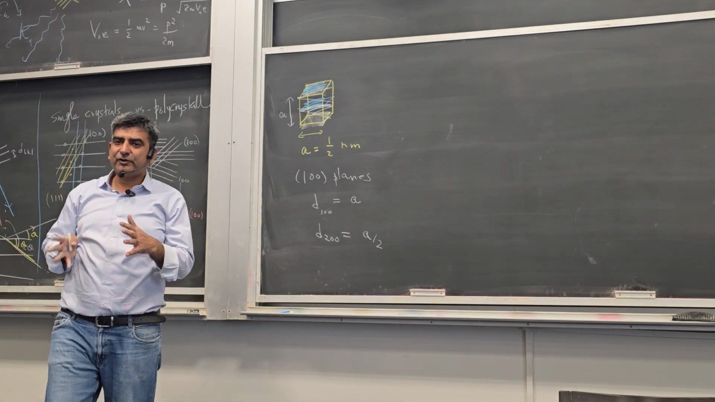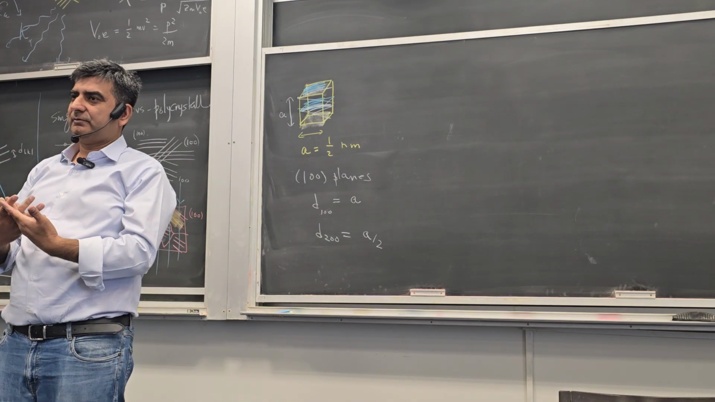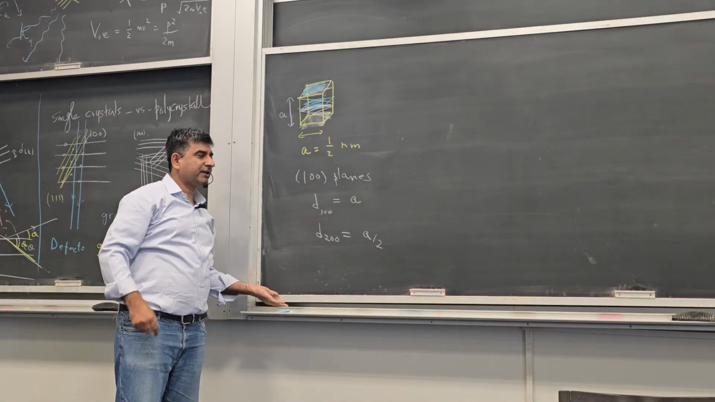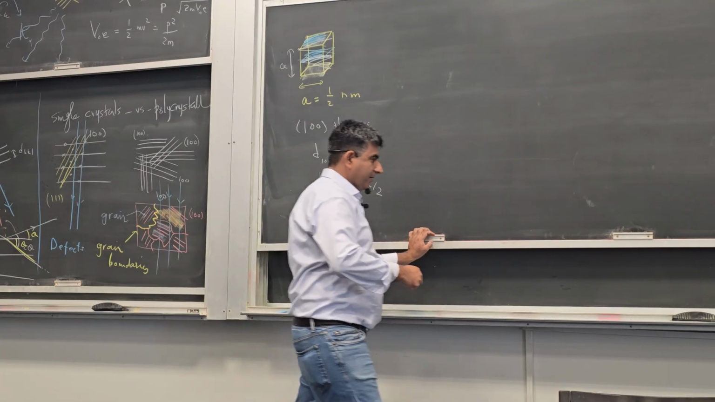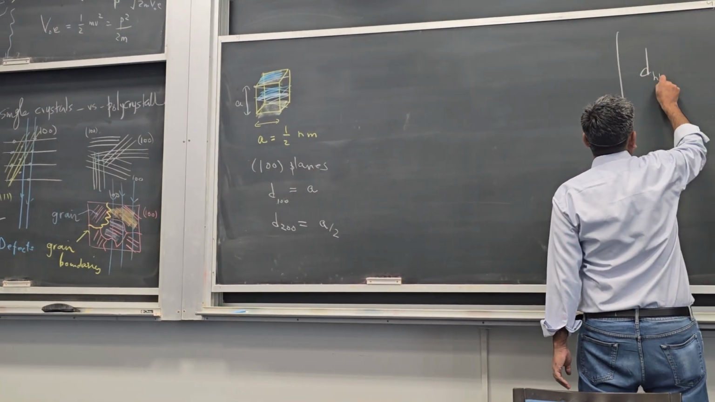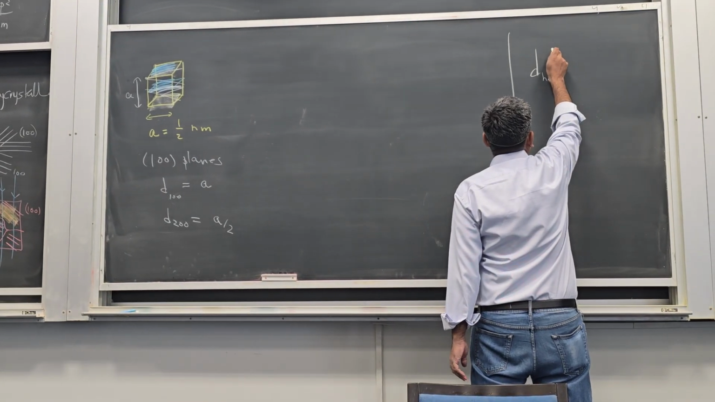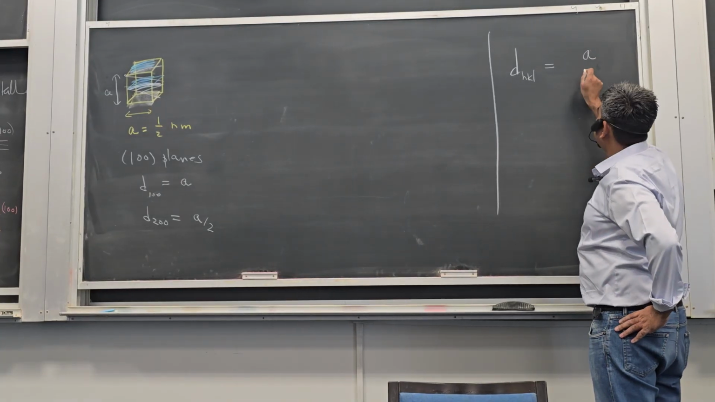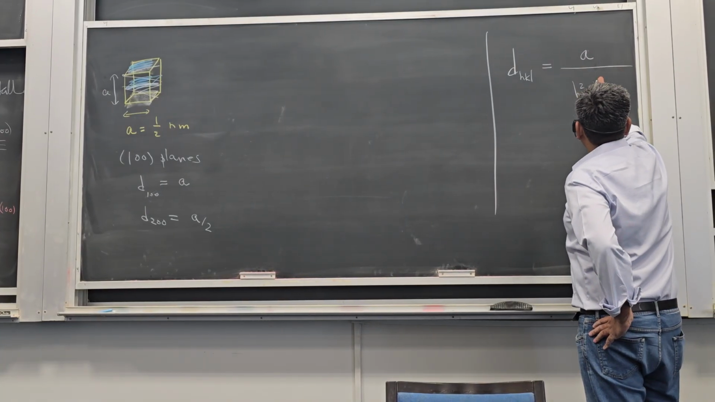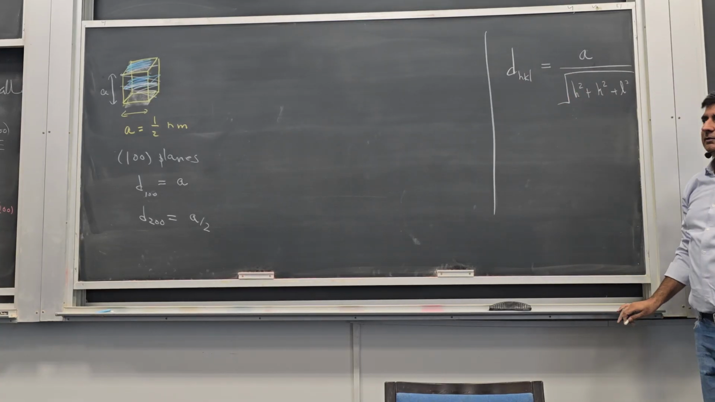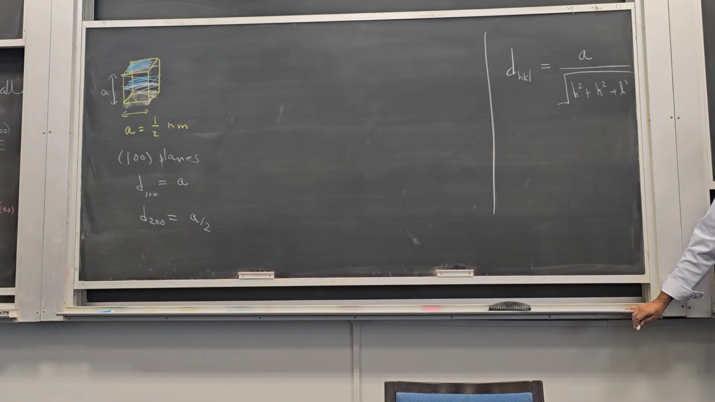In cubic, tetragonal and orthorhombic, there are precise formulas for this. Okay, and I'll probably give this as a homework. Please note this down. So for the cubic system, the d_hkl is really simple. It's a over the square root of h squared plus k squared plus l squared, right? This simply is the interplanar spacing for the cubic unit cell.